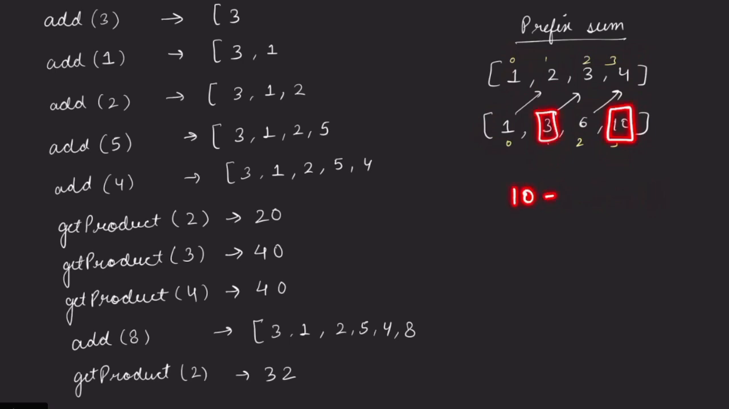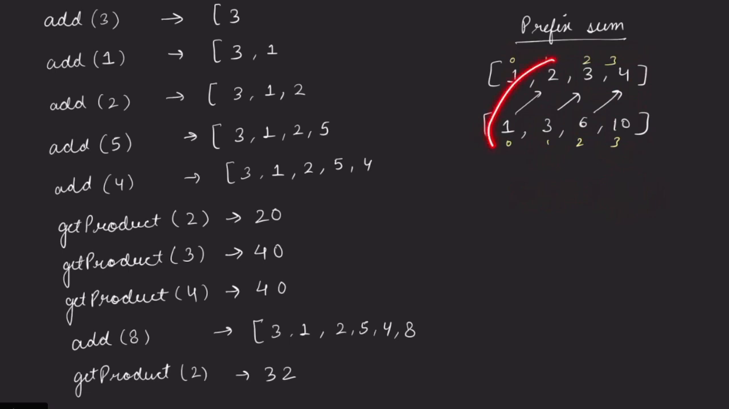Basically we do 10 minus 3, which gives us 7, which is the sum of the last two elements. If we see, 3 plus 4 is 7. That is how we do it. So a similar approach we can follow in this particular case also. The only difference is that here we need to find the product instead of the sum, right?